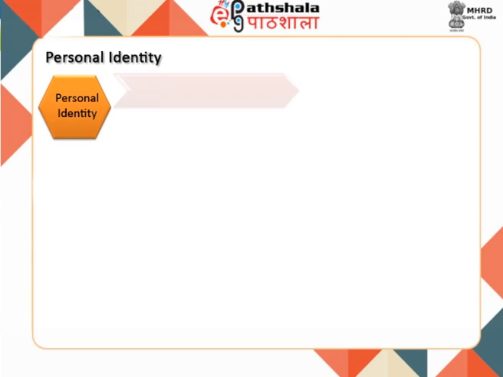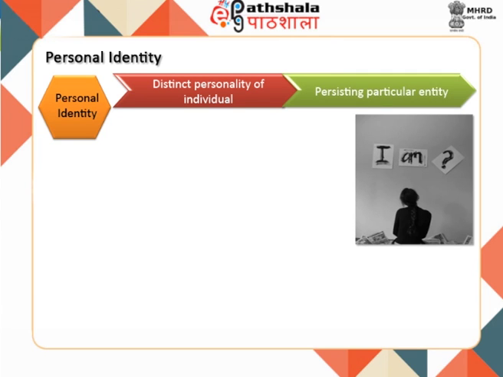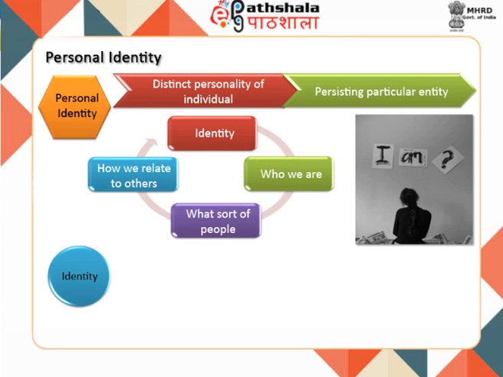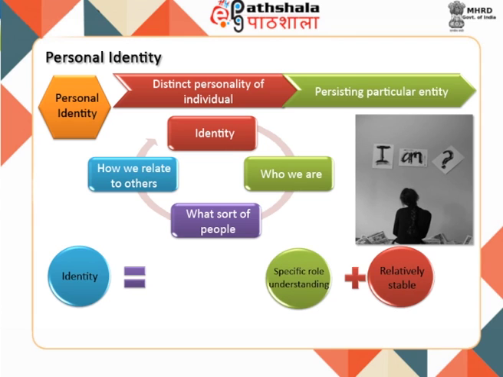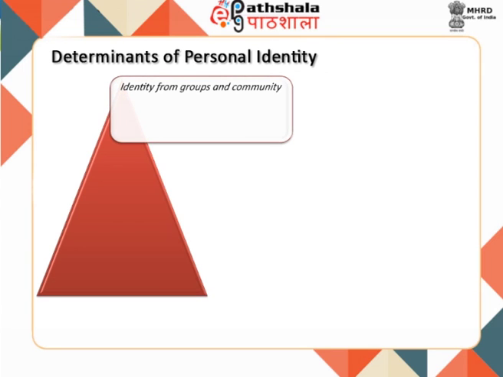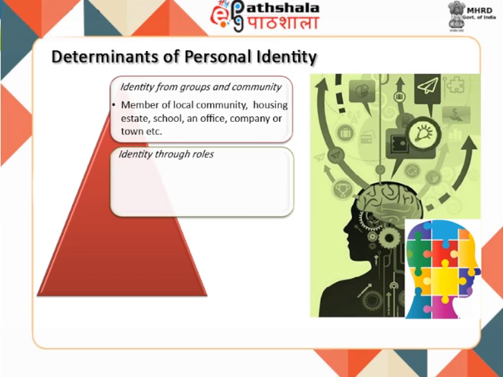Personal identity is the distinct personality of an individual and is concerned with the persisting entity particular to a given individual. Identity is people's concepts of who they are, of what sort of people they are, and how they relate to others. Identities are relatively stable, role-specific understandings and expectations about self. The three major determinants of personal identity are: 1. Identity from groups and community. We may view ourselves as a member of a local community, a housing estate, a school, an office, a company, or a town. 2. Identity through roles. In our day-to-day lives, we may define ourselves through the roles that we play.